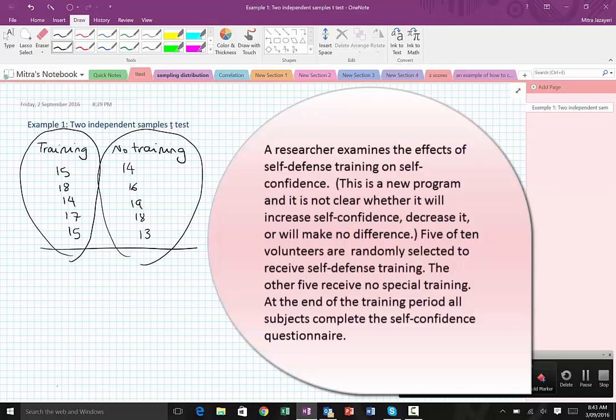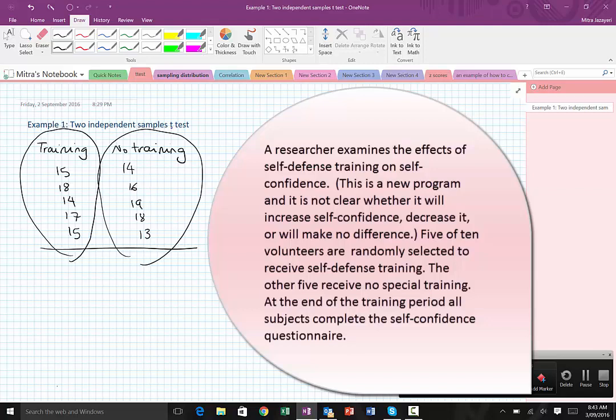So 5 participants were given a self-defense training, and another 5 participants were given no self-defense training. And then both of these two groups filled a self-assessment questionnaire about the level of their self-confidence, and these are the scores. Now, we want to test whether there's a difference between these two groups' self-confidence.